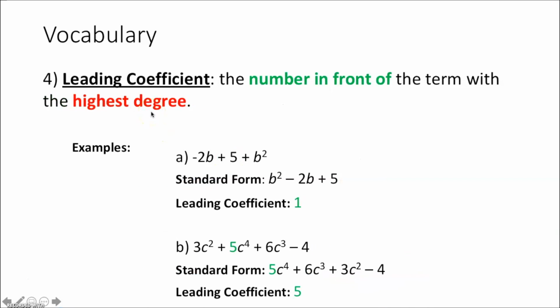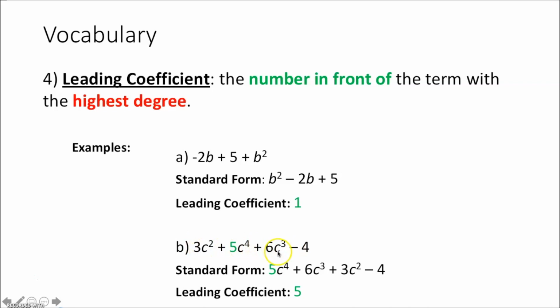Leading coefficient. So that's just going to be the number in front of the term with the highest degree. So whatever term has the highest degree, the number in front of that is called your leading coefficient. We have this quadratic trinomial, and we want to put it in standard form. So that's easy. We go b squared minus 2b plus 5, greatest degree to least degree. Now, what is the number in front of our term with the greatest degree? That would be this invisible 1. That's why our leading coefficient is 1.